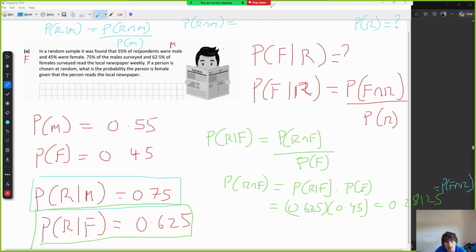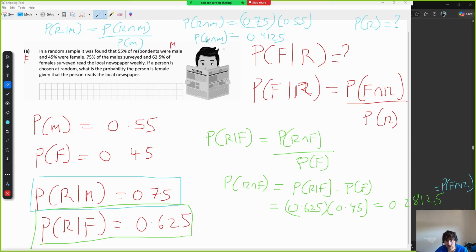So that will be this guy, 0.75, multiplied by this guy's bottom when you bring it up, which is the male, so 0.55. So then that equals, it's getting a bit messy on the screen. As I said, this is a tough problem. There's a lot going on here. So keeping in decimals, this is 0.4125. That's the probability of R intersect M.